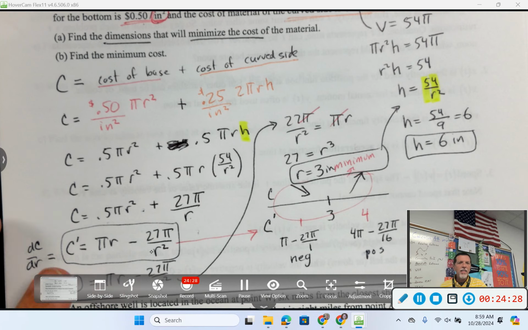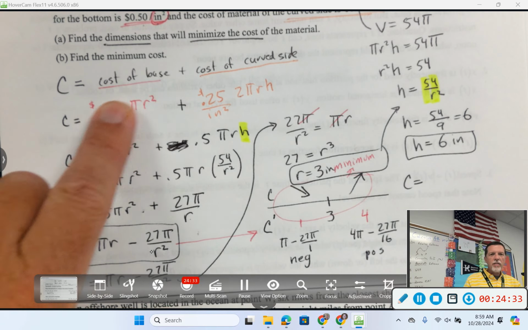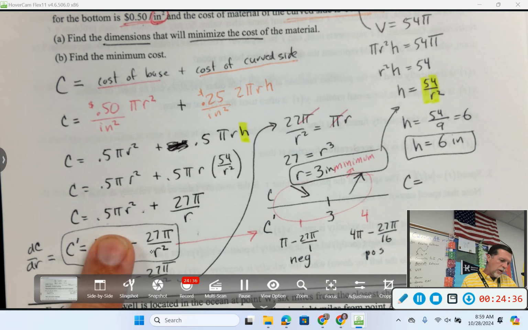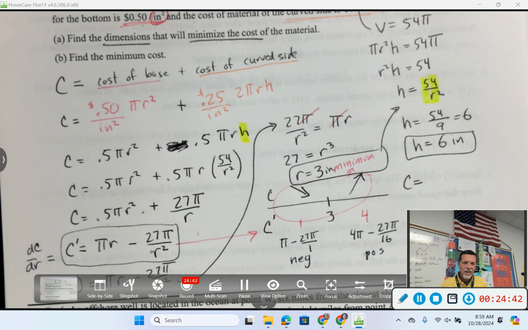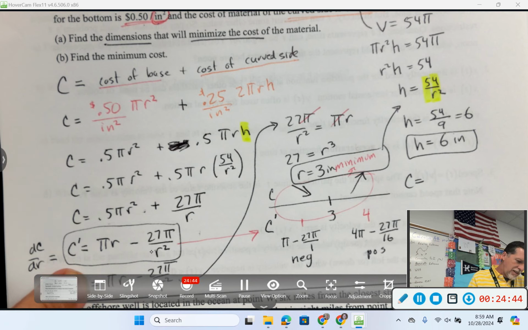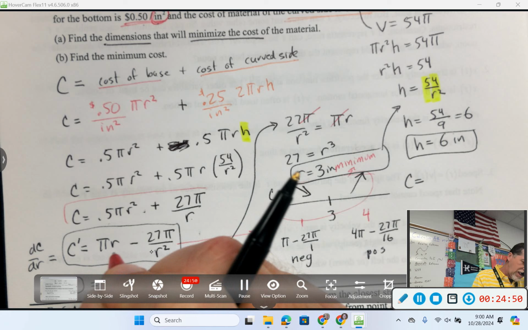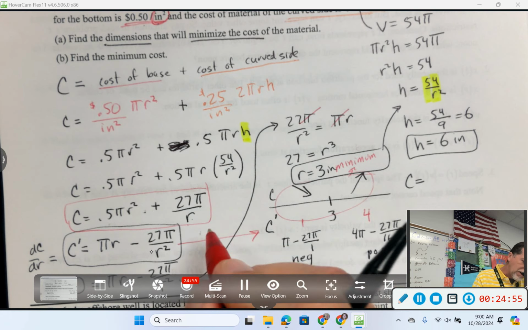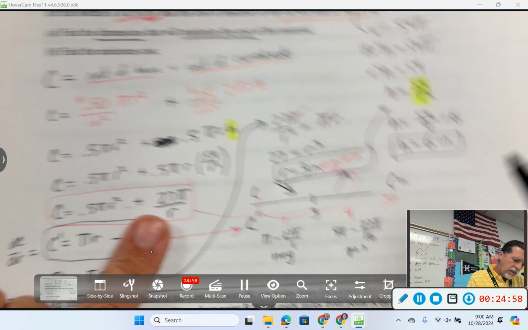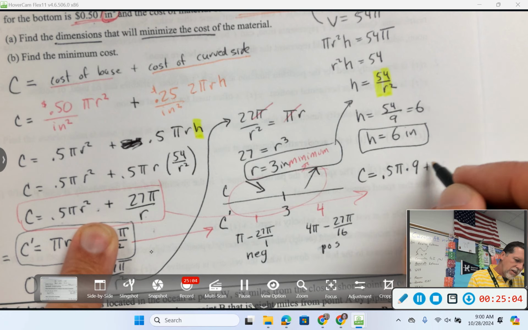And then find the minimum cost. So I actually need to figure out what the cost would be, so I need an equation with C in it somewhere. And I've got 5 different equations with C. They should all work. I could pick the one with h in it, or I could pick the one with only r's in it. It doesn't matter. 0.5 pi r squared plus 27 pi over r.